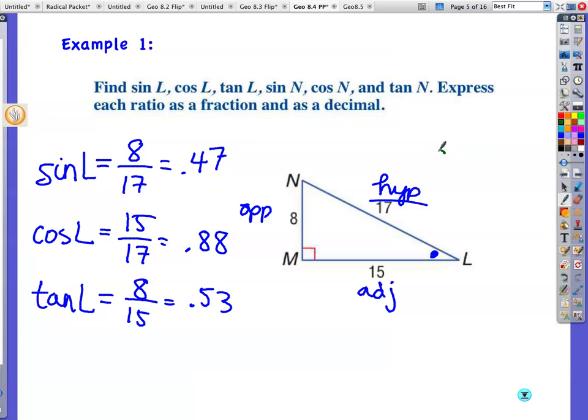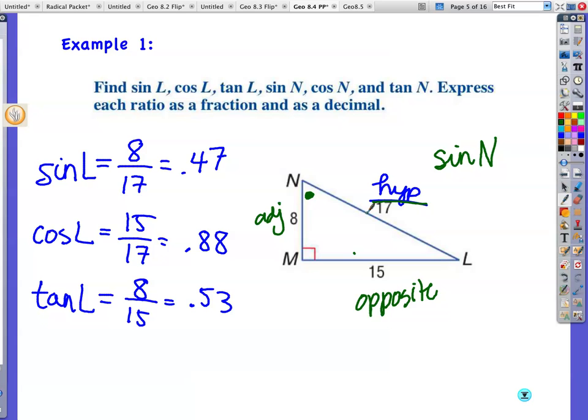And now let's look at sine of N. Now here's what happens. N is this angle over here. So guess what happens to this side? This side is no longer opposite. That side becomes your adjacent. And this side becomes your opposite because it's opposite over here. But notice the hypotenuse stays the same because the hypotenuse is always across from the right angle.